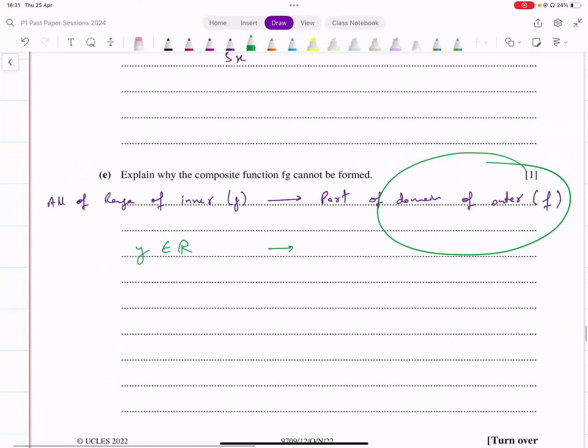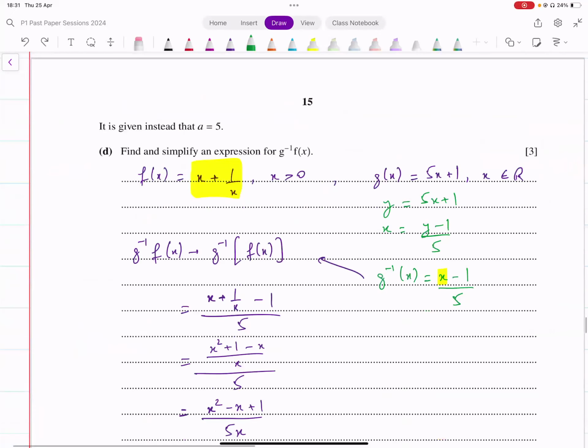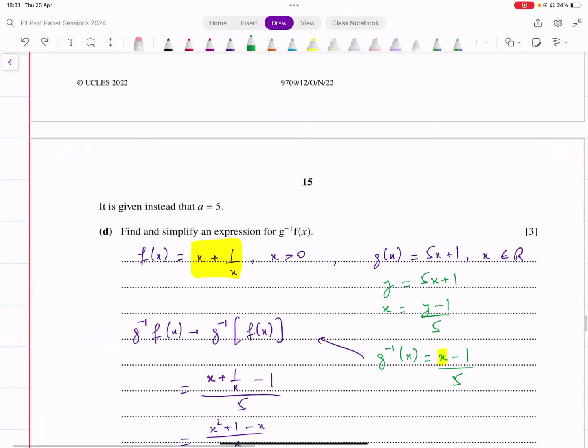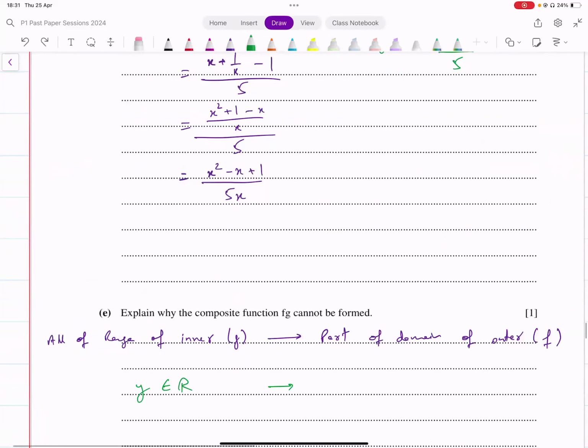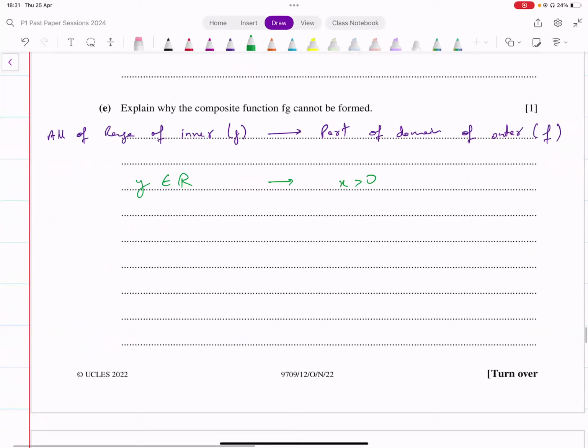What about the domain of the outer function? The outer function is f. The domain of the outer function is positive values. Now the problem is the function g can give you any real value as an output, and that value has to be input inside the function f. Since function f can only take positive values, we have a problem, because when function g returns a value that is negative or 0, function f would not be able to take that as an input. So the function will break there.